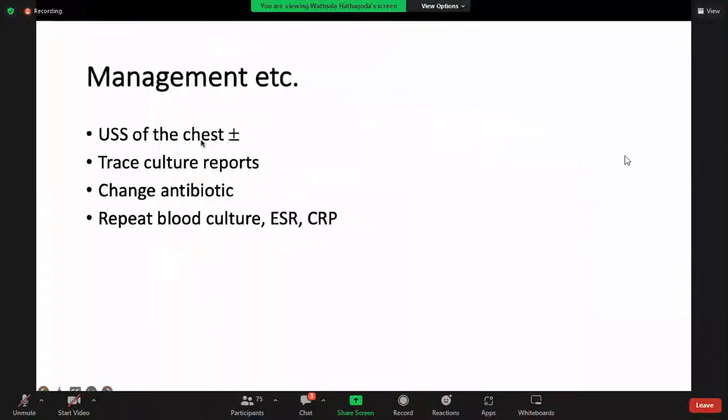Would you like to repeat your cultures and inflammatory markers and see what the trend is, whether it's rising, static, or improving? So you can repeat your bloods and see. And in the meantime, you can optimize your antibiotics. So that's how you manage. Any questions you have on that?